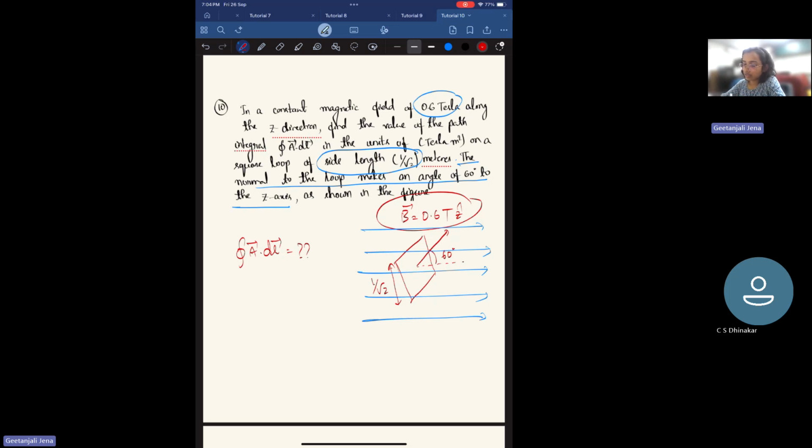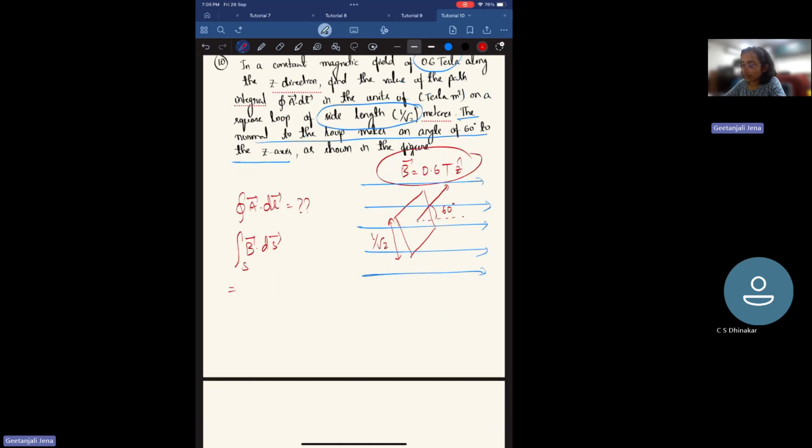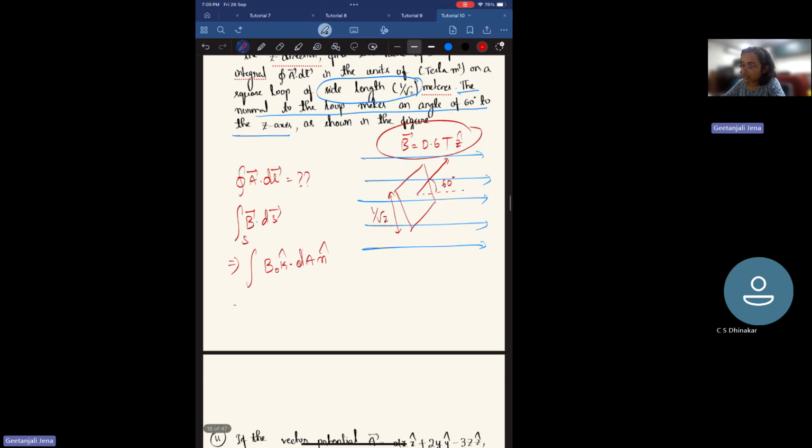0.15. Yes, you're correct. So ∮A·dl is ∫B·dS, which is related to the magnetic flux. For this, you can write B as B0 k and dS as dA times some normal vector direction n. B0 is a constant, and the dot product of k and n will give cos 60, right? So this is B0 cos 60.